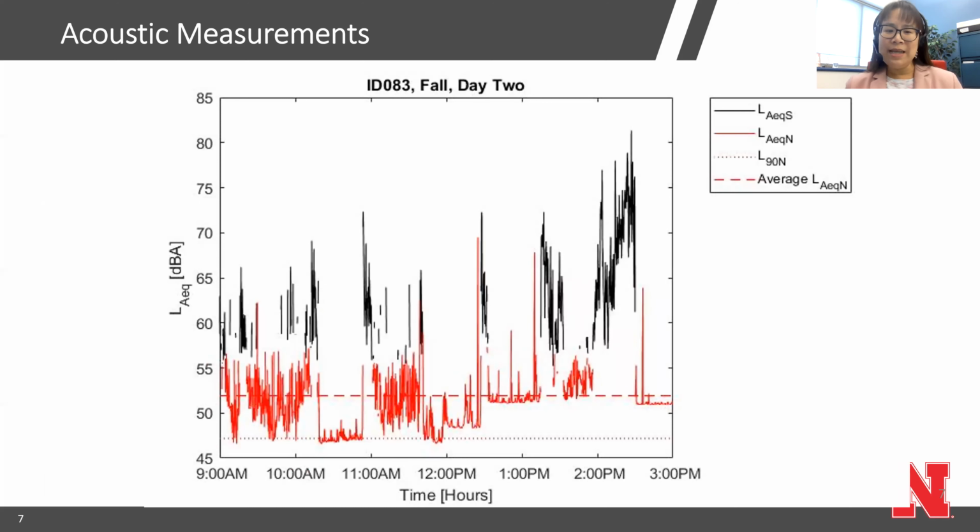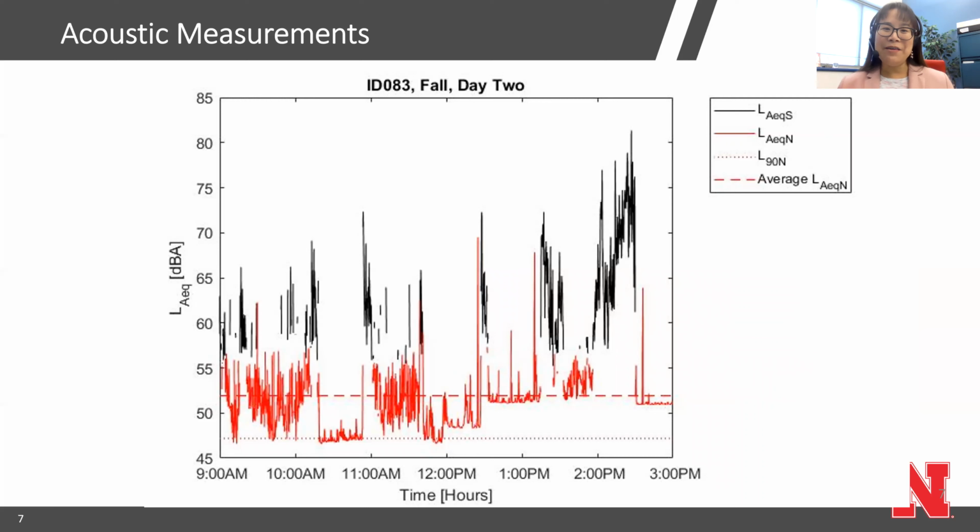Here's a plot of an example classroom. So you can see the class from 9 to 3, one day of this particular room measured in the fall. The data points marked in black are those that have been clustered as speech data points, and the ones in red have been clustered as non-speech.